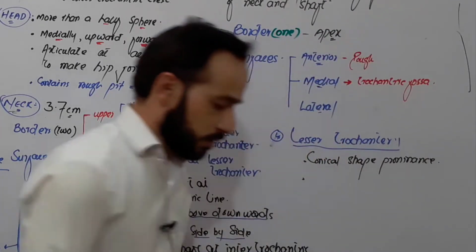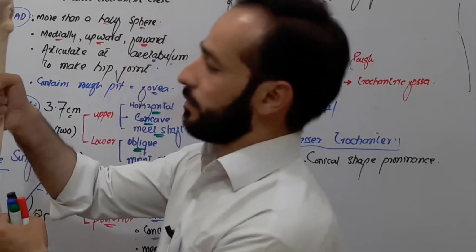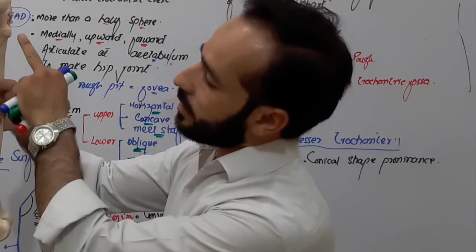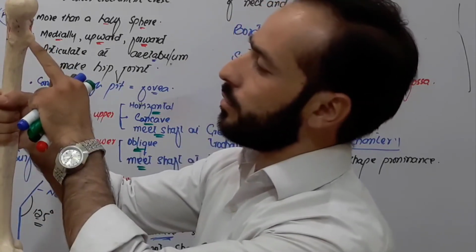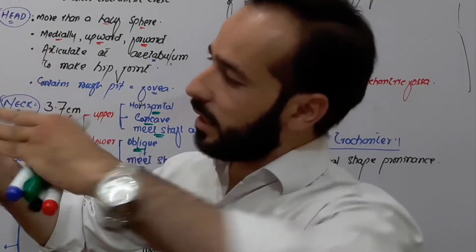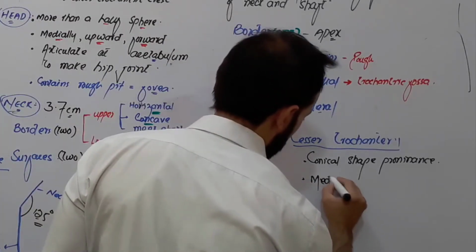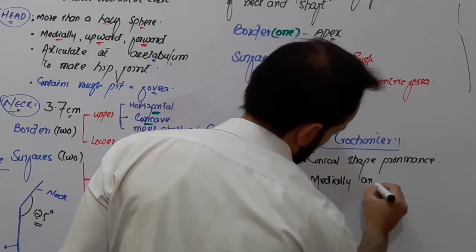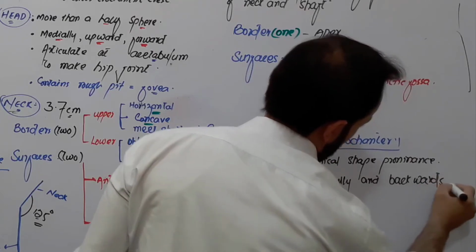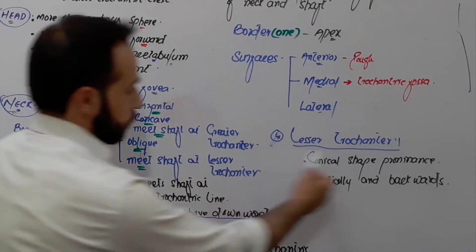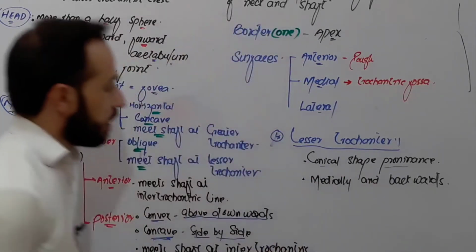Okay, the next point about it is that it is located medially and backwards. Look carefully, if this is the bone, the right femur, this is the lesser trochanter, and this lesser trochanter, if you see in the video, is located medially towards the midline and backwards, right, medially and backwards, right. So this is about the lesser trochanter, nothing else, but it's a conical shape prominence, and it is located medially and backward.